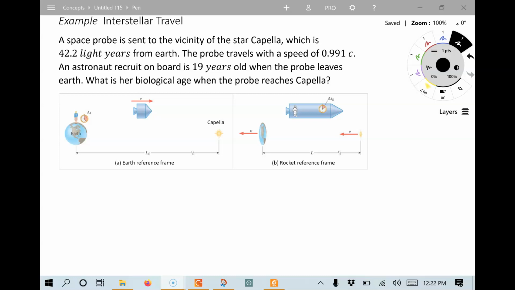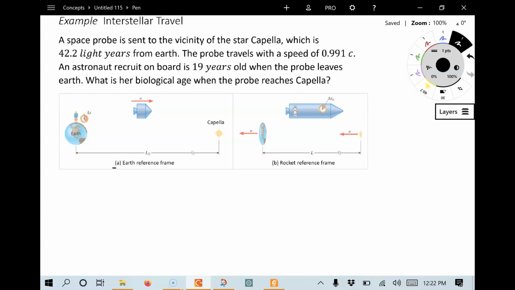All right, so previously I had a video on a muon that was traveling, and there were two different reference frames, the Earth and the muon. This problem is very similar. Instead of a muon traveling, we have a person in a spacecraft traveling, and there's two different reference frames. One for the Earth observer and a second for the reference frame of the rocket, the person in the rocket.